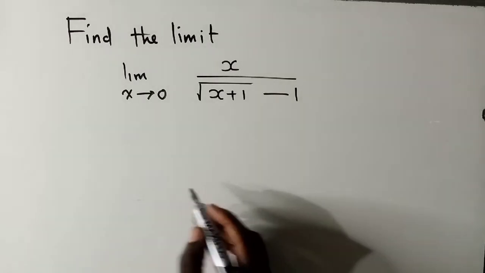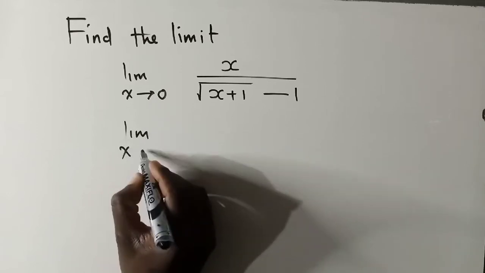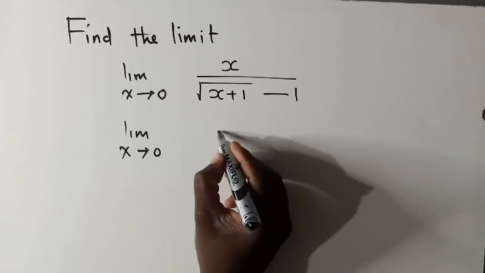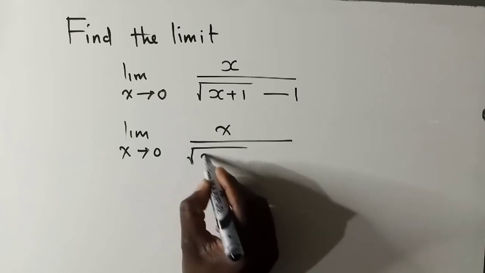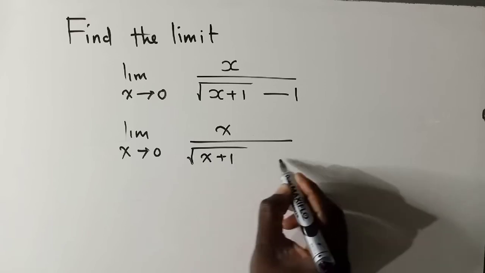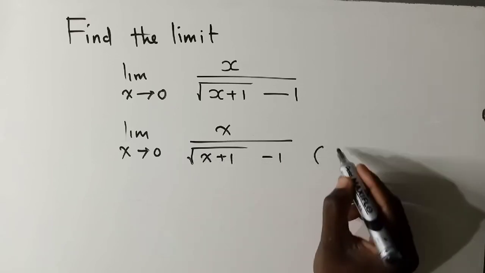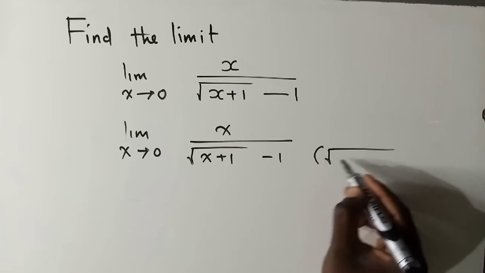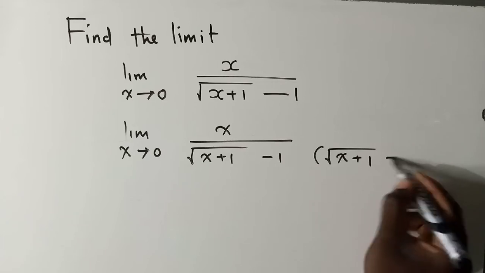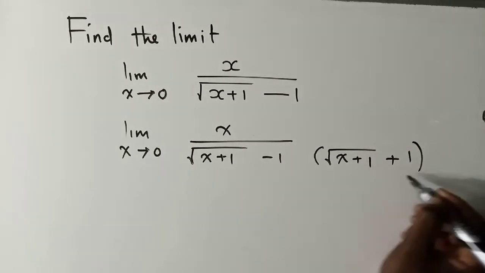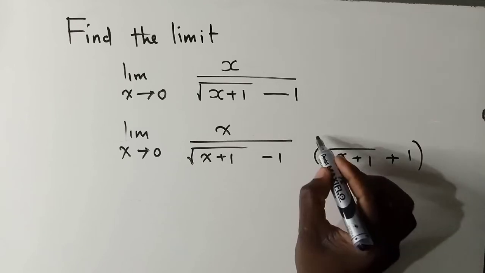So how do we rationalize? Say the limit as x approaches 0 of x over the root of x plus 1 minus 1. The denominator, we will rationalize it. So what do I mean by rationalizing? Copy it the way it is, just put a plus here. It was minus, but put a plus.